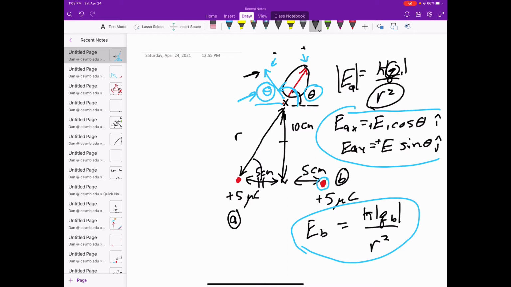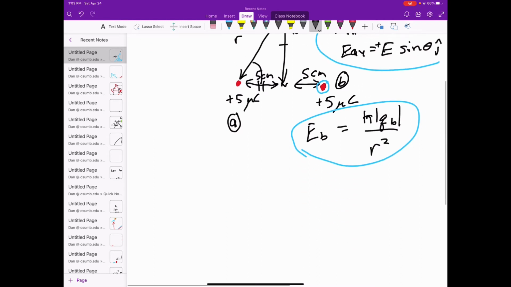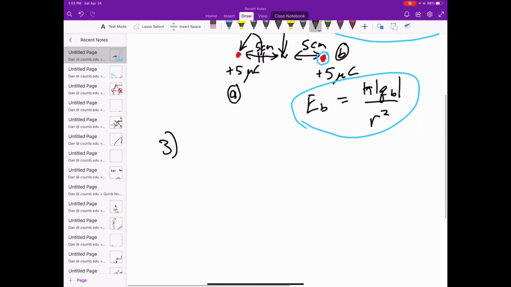Hopefully this gives you enough of a clue to do all of problem 2. It certainly will give you a leg up if you were getting stuck on it. Then problem 3 is the same situation. You still have these two plus charges here, separated by 10 centimeters. And then you have the point of interest up here, 10 centimeters up.